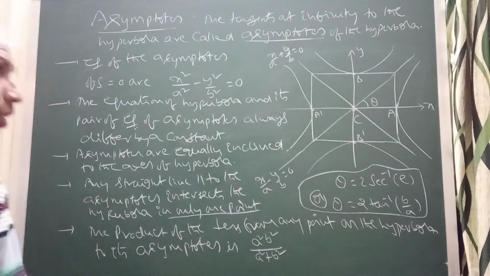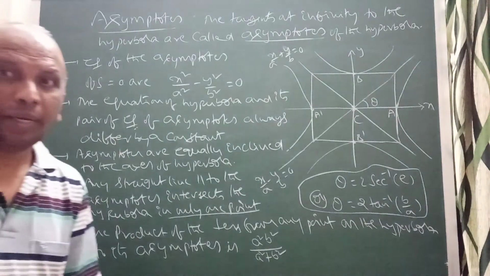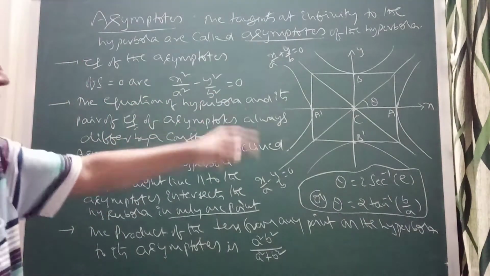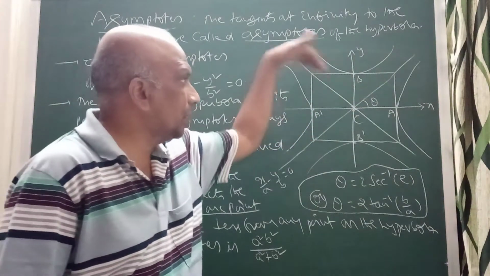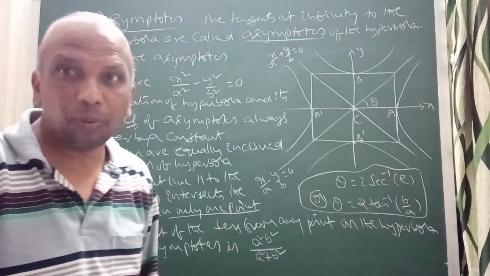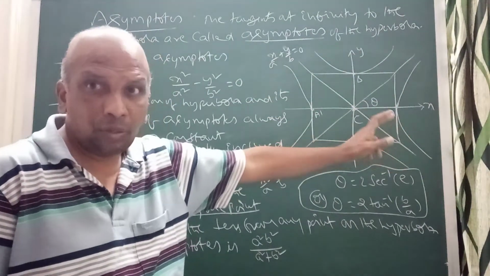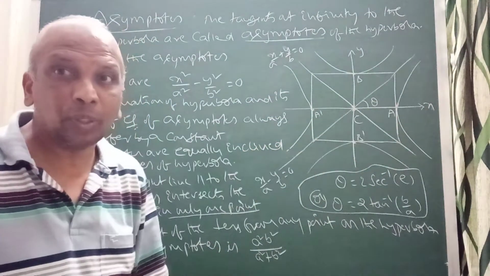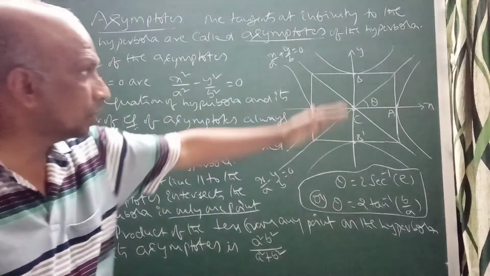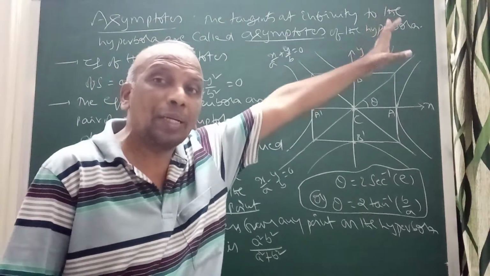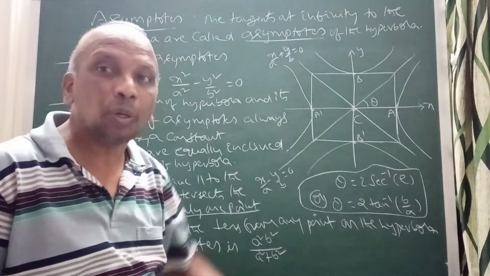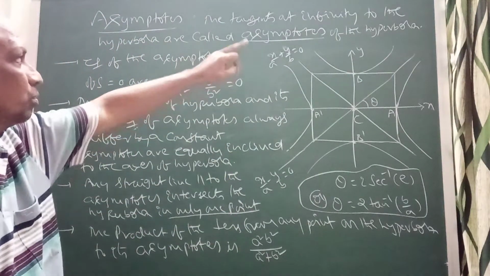Asymptote. What is the meaning of asymptote? The tangents at infinity to the hyperbola are called asymptotes. These are the tangents passing through the center of the hyperbola always. Even for a rectangular hyperbola and the conjugate hyperbola, both have the same asymptotes. These tangents touch the hyperbola at an infinity point. Those tangents are called asymptotes.